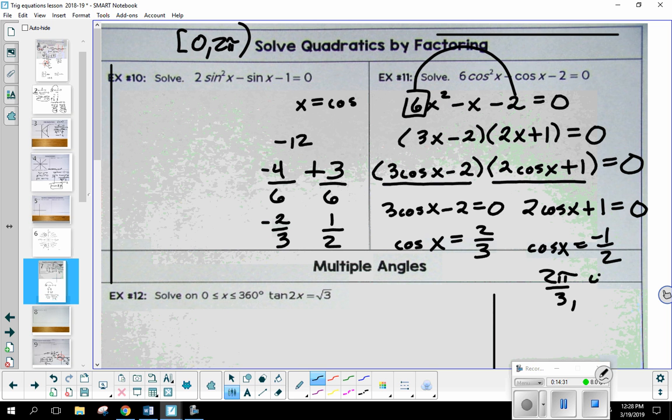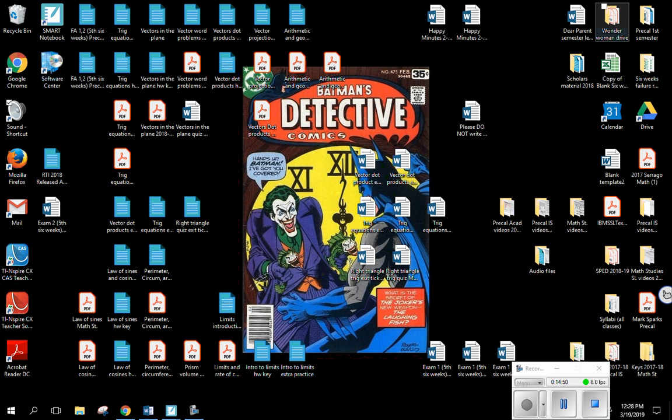2 pi over 3, 4 pi over 3. Now, here's the thing. We don't see a 2/3 on there, but that does work with our intervals when we take the inverse. So this is one of those times where we're going to go ahead and just take the inverse trig function.